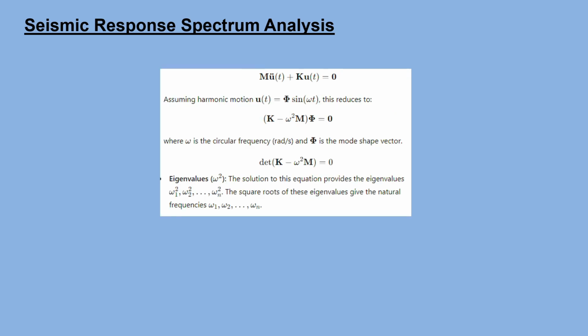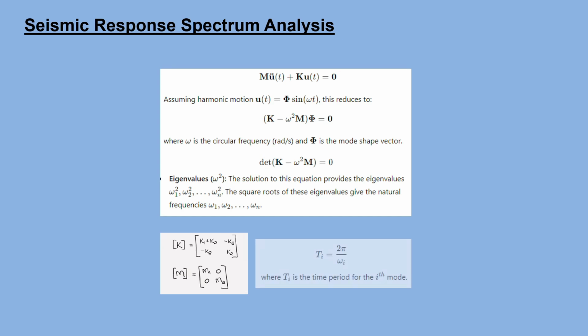To determine the natural frequencies and thus the time periods, we will solve the eigenvalue problem, which is derived from the equation of motion in free vibration without damping. Mass matrix M describes the mass distribution. Stiffness matrix K describes the structural stiffness. The time period T corresponding to each natural frequency ω is given by.